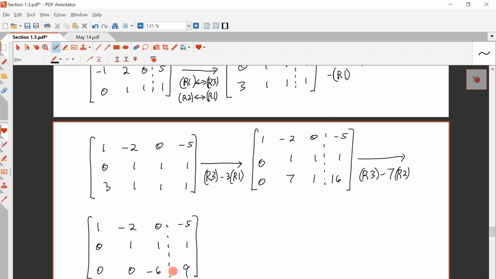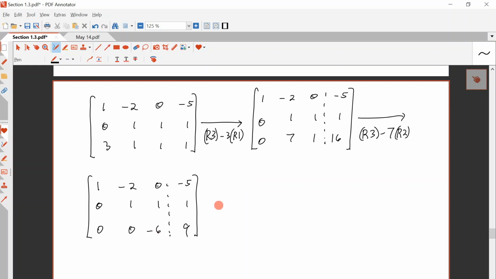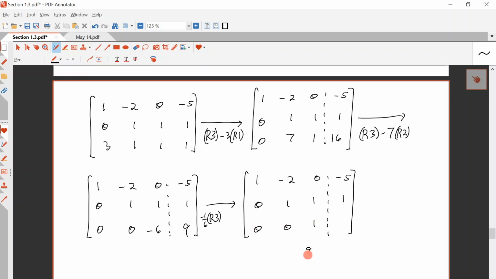Okay. Multiply row 3 by negative 1/6. It's going to give me 1, -2, 0, -5, then 0, 1, 1, 1, then 0, 0, 1, and 9 over 6 is 3/2. All right. Now I'm going to subtract row 3 from row 2. So row 2 minus row 3.